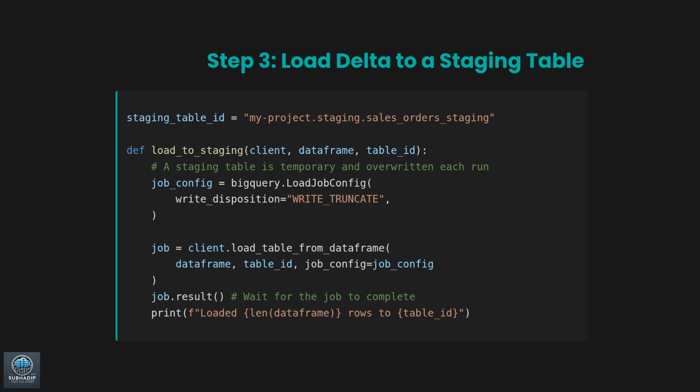Before we touch our final table, it's a best practice to load this new batch of data, or delta, into a staging table in BigQuery. This isolates the incoming data, making the next step cleaner and more transactional. We configure the load job to truncate or overwrite the staging table with new data on every run.